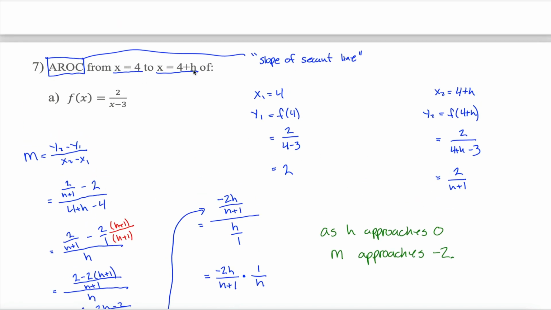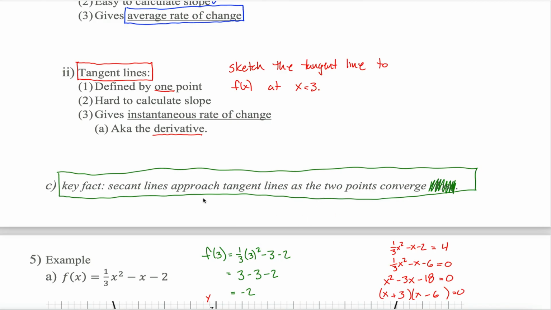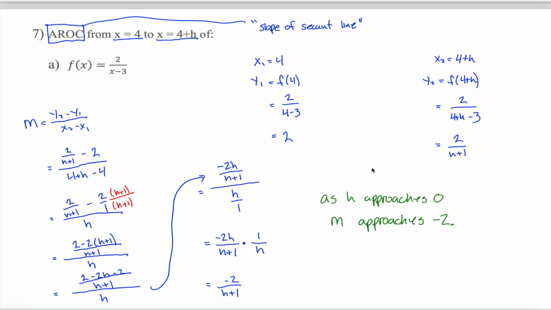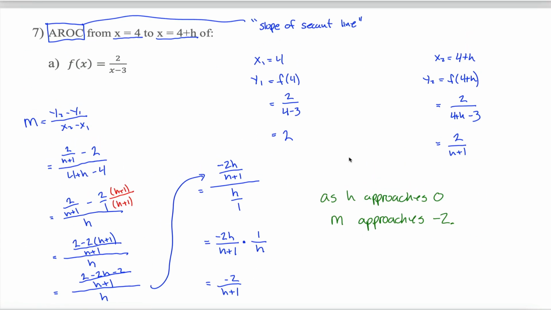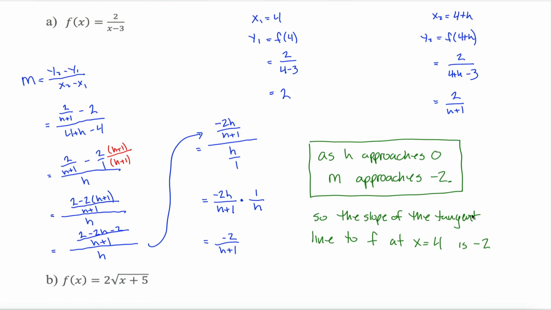Because as h approaches 0, these 2 points approach each other. And as we've seen before, when the 2 points that define the secant line converge, the secant line approaches the tangent line. So the way we're going to calculate the slope of the tangent line is by looking at the behavior of the secant line when the 2 points converge, in other words, as h approaches 0. Because of this realization that I have squared in this box here, we know that the slope of the tangent line to this function at x equals 4 is negative 2.